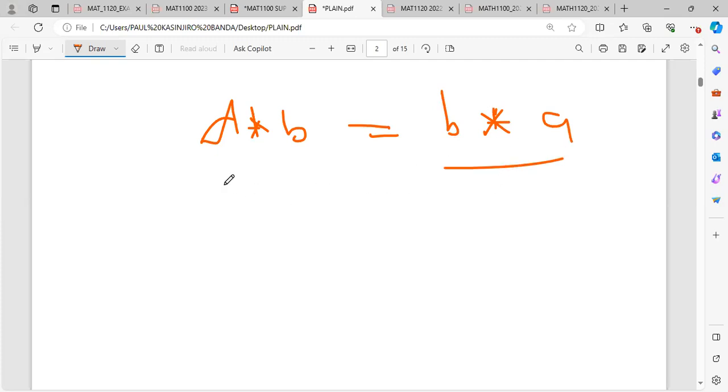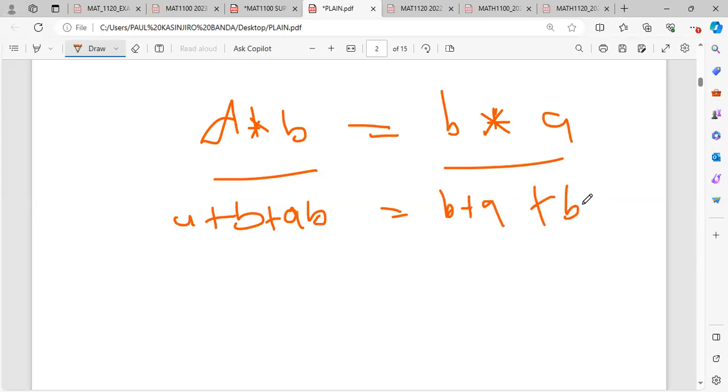So when you talk about commutativity, it means that the answer that you get when you do A star B should be equal to the answer that you get when you do B star A. So if this is equal to that, then this binary operation will be commutative. On this side, what do we have? We have A plus B plus A multiplied by B. And on the other side, following the same rule, we have B plus A plus B multiplied by A.